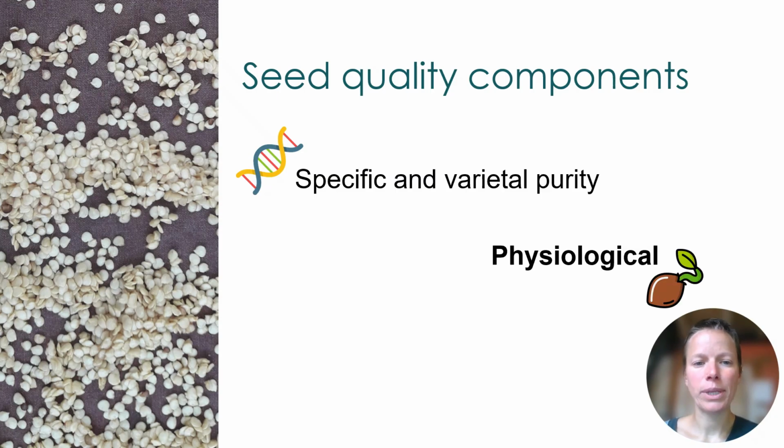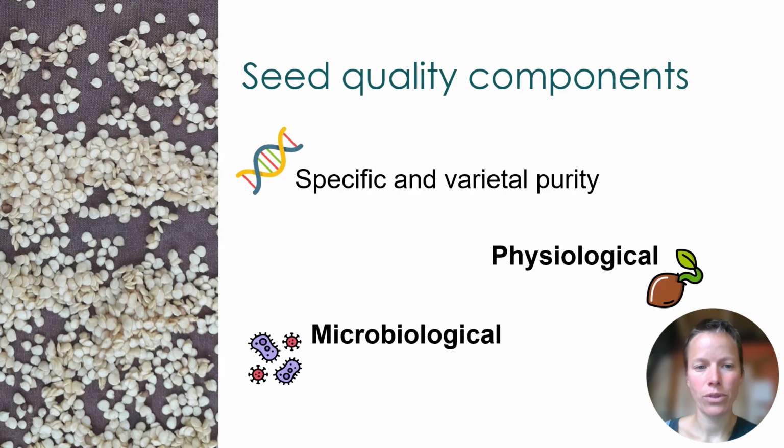The second aspect of seed quality is physiological. This refers to the germination capacity and vigor of seeds. We'll talk more about that in a minute. And the third aspect is microbiological. Routine seed analysis usually focuses on seed-borne plant pathogens to evaluate seed health. But we will see later in this video that seed-associated microbial communities are actually more complex than that.